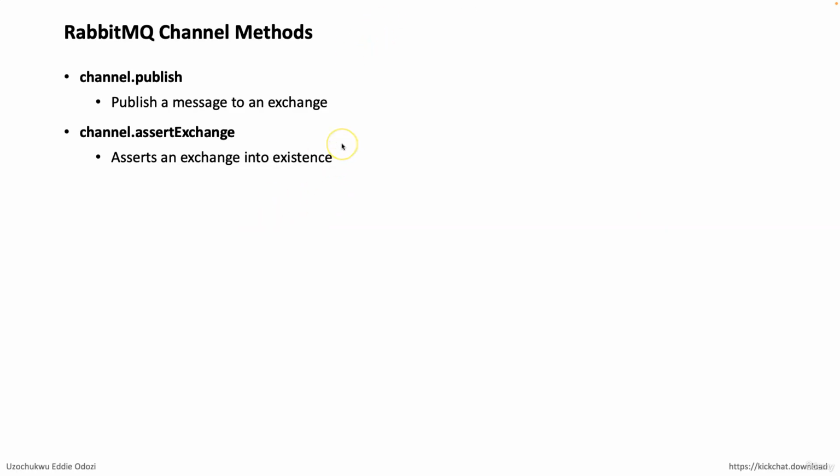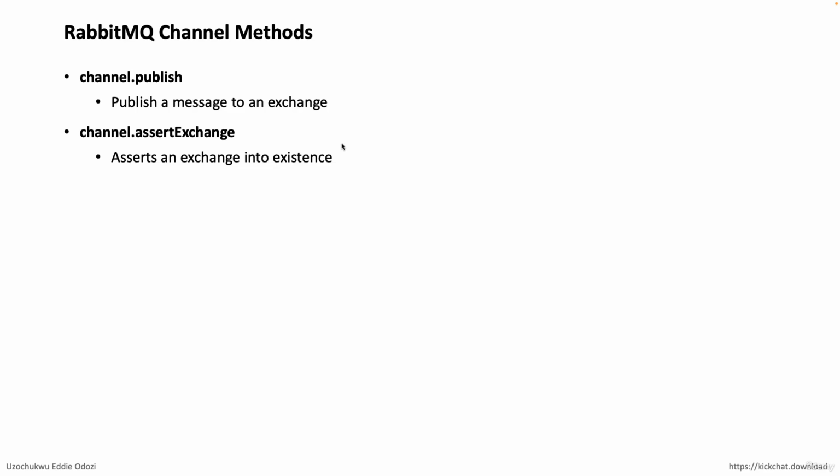In this assertExchange, we pass the exchange name and the type. Remember, we have multiple different types of exchanges. We have the direct exchange, the fanout, the topic, and the headers exchange. There are other options we can pass, like durable and autoDelete. We will take a look at all those later.